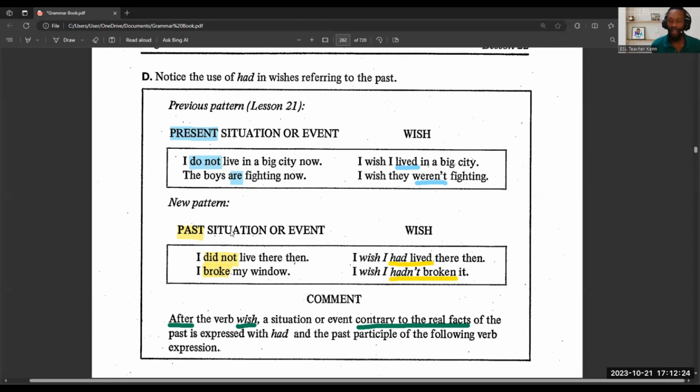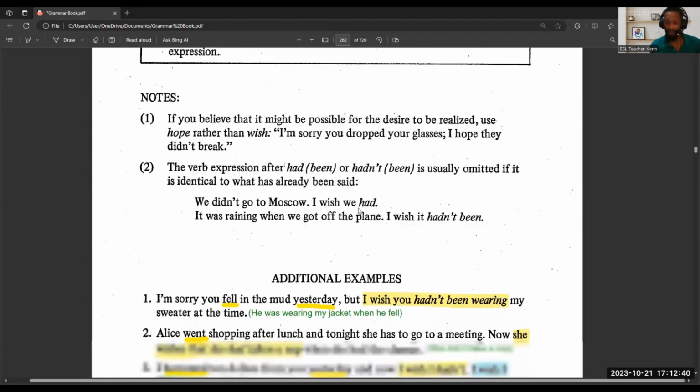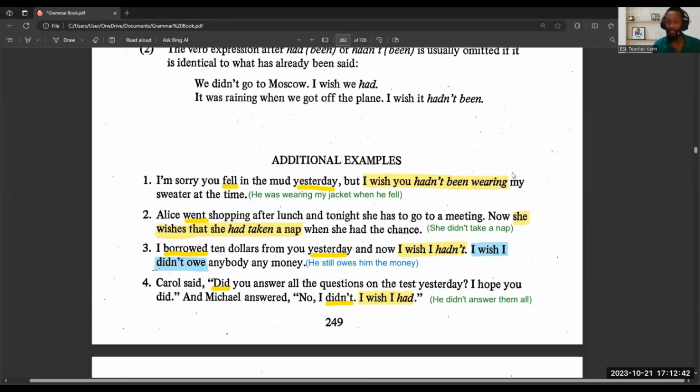In case you still have questions about wish situations in present, you can go ahead and check lesson 21 in the book. Right now, we're going to practice how to use it in past. It's just a matter of getting used to it. I have a few additional examples at the end of the same page, page 249 of the physical book, 262 of the PDF. And I am going to go ahead and read the additional examples in just a moment, guys.